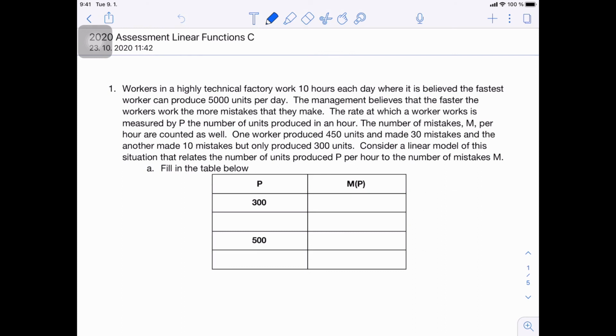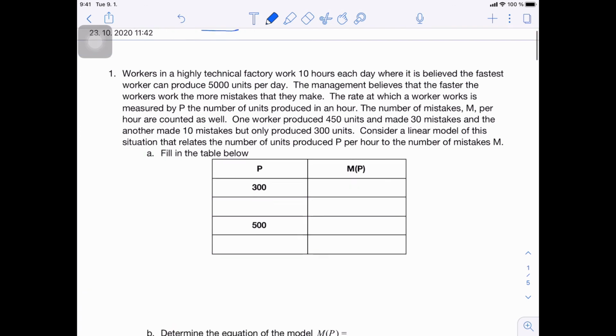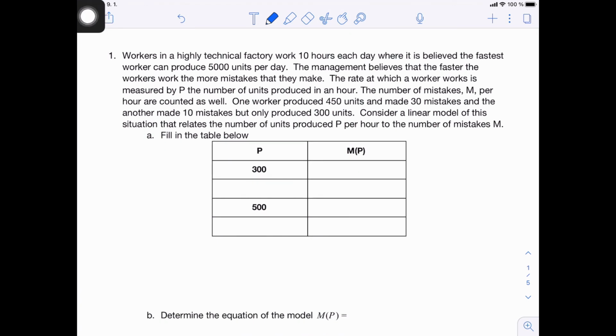Okay, so here we have our linear modeling assessment, or linear functions rather. This was the third version for this particular class. And I know that workers in a highly technical factory work 10 hours a day, where it's believed the fastest worker can produce 500 units per day. And so that means they're doing 500 units per hour is the highest, the fastest worker available.